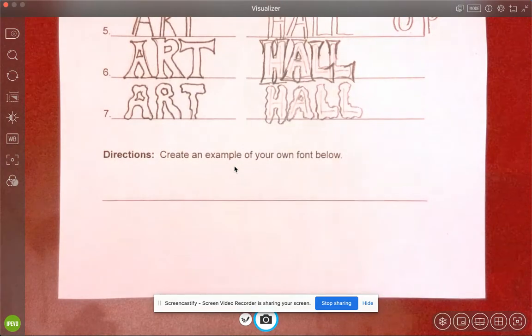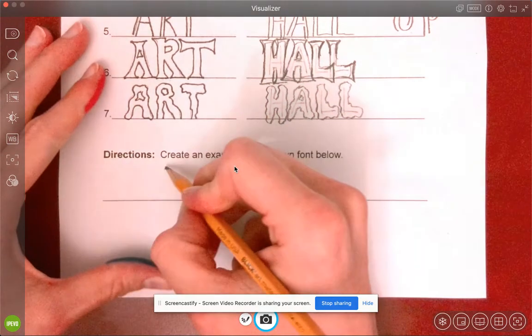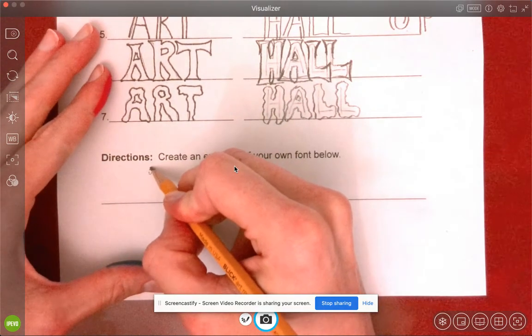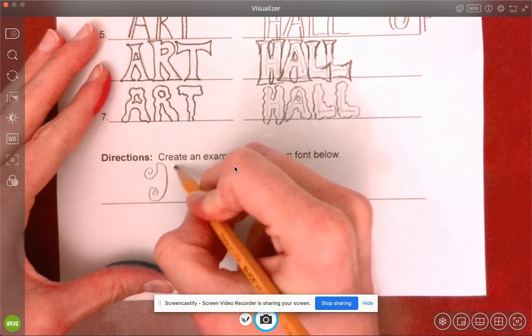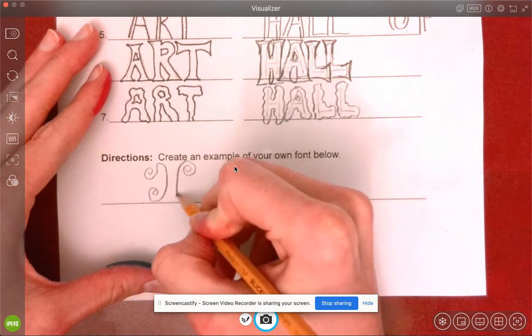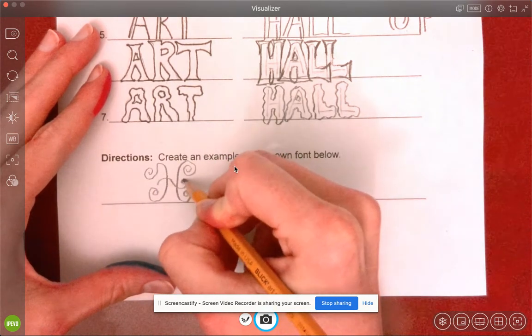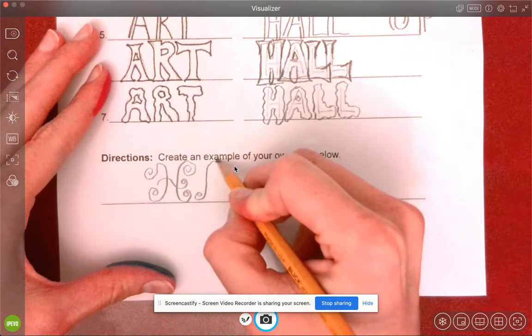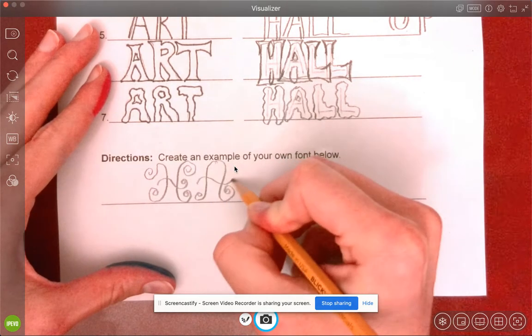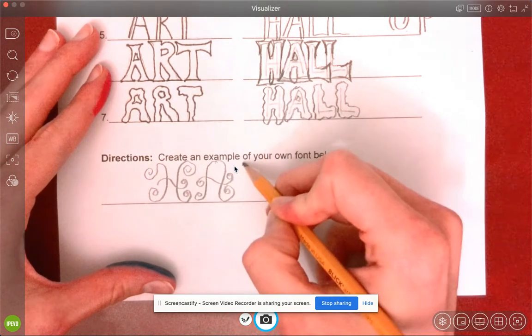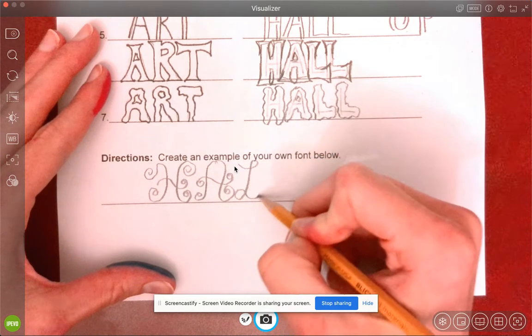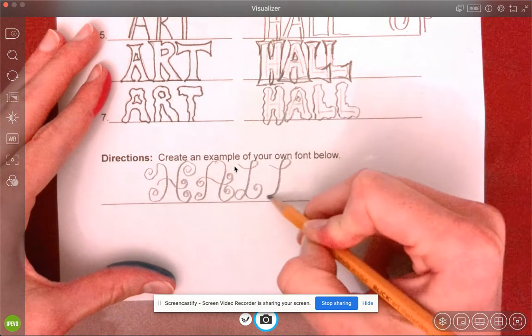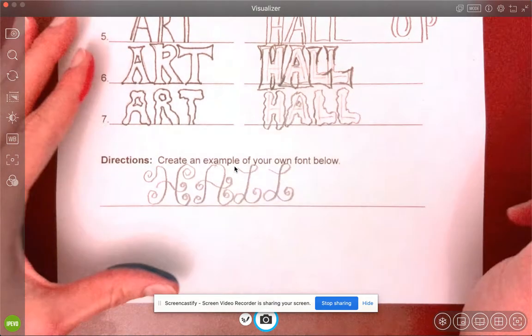All right, create an example of your own font. So literally, I can make up anything I want. It could be, you know, I always do like these vine garden sort of looking things. I like flowers. So here's my, well, I could do like a cursive L. Ooh, that's pretty. All right, so you can make up what you want down here.